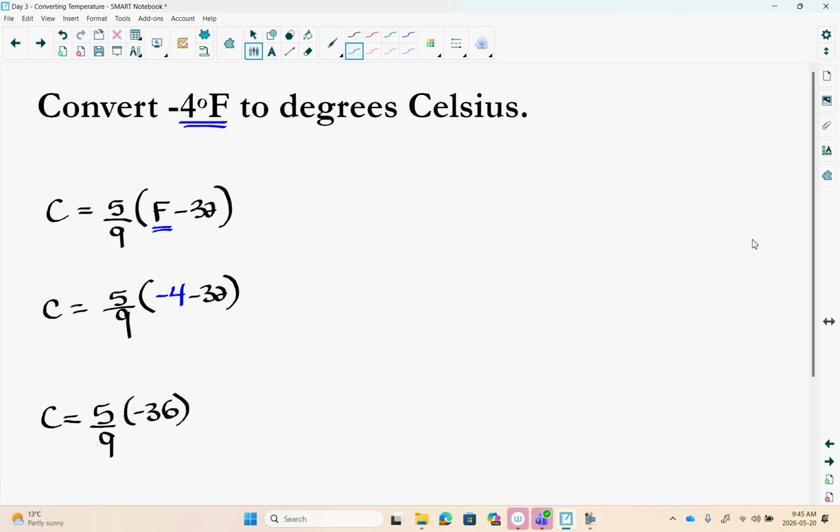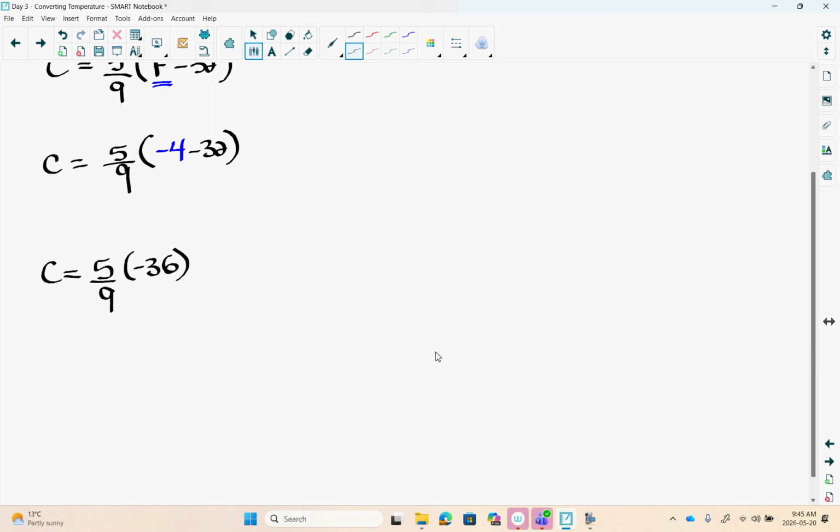Now what do I do? Multiply by 5. Okay, cool. 5 30s would be 150, and 5 6s are 30. That would give me -180 over 9 times 1. That would be 9. So I multiply top by top, bottom by bottom. Does anyone know what -180 divided by 9 is? -20. And I would write degrees Celsius. That is my final answer.